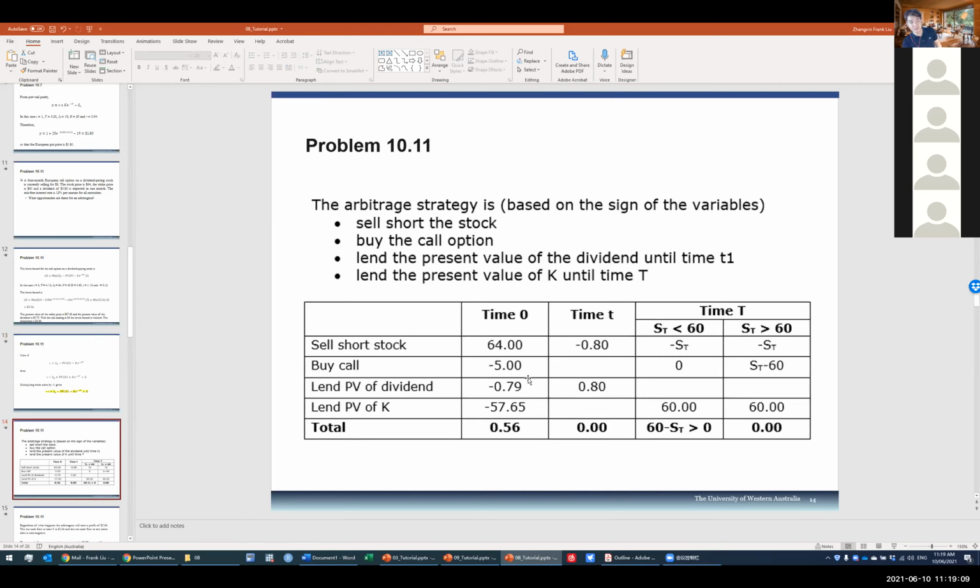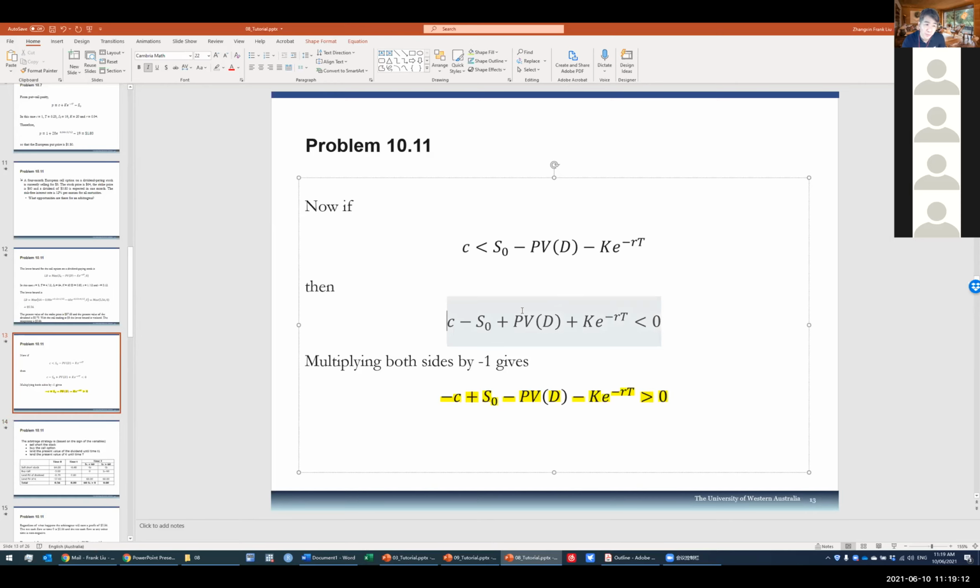Because remember, this is a zero-sum game, right? So I guess that's the logic behind moving that to the left-hand side. But trust me, that part is unnecessary. You can just go straight to it: S0 minus PVD minus K minus RT minus C greater than zero. That's it. You don't need to do that. Maybe some people rearrange the formula that way as their own preference. They want to move this first and then do that. But it's the same as just moving that directly, okay?